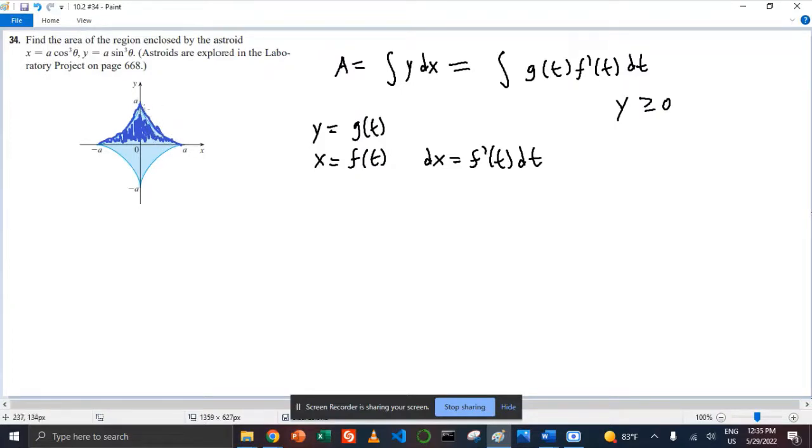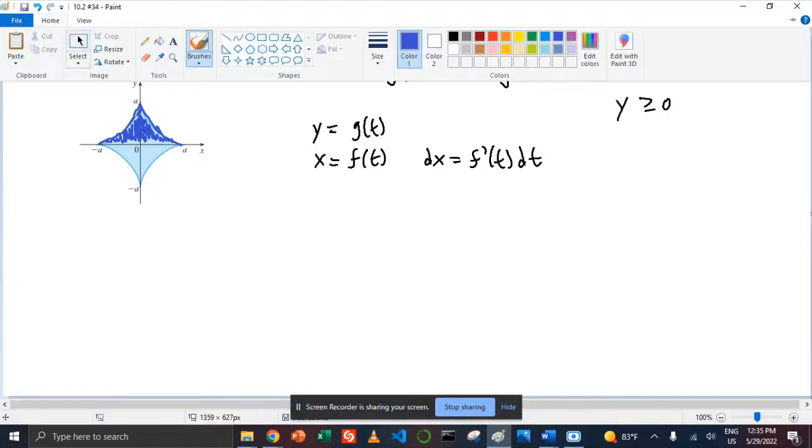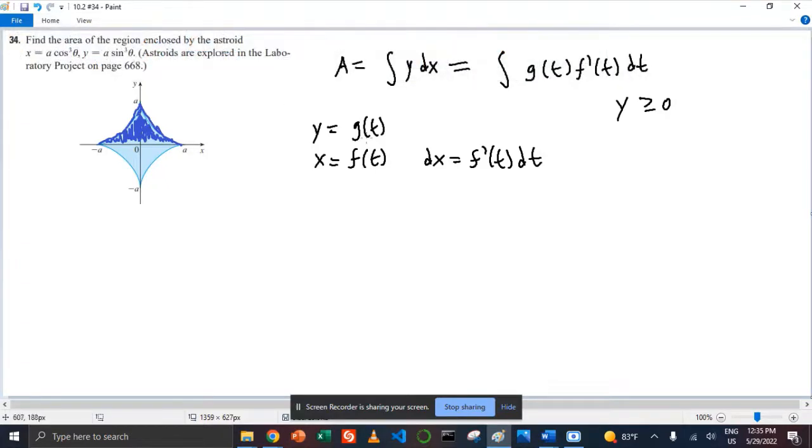And we'll get it in terms of A. A is the height of this asteroid as well as the width. So once we find this upper region, we'll just multiply by 2 and we'll get the full region. So we're going to take this formula. We're given a set of parametric equations. Instead of a function of t, it's going to be a function of theta, but that doesn't really make that big of a difference. So let's just rewrite this set of parametric equations.